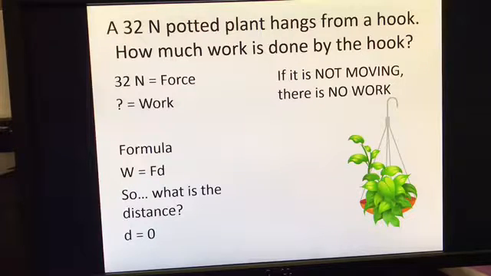That's the most important part of this question, is to emphasize the fact that if the object doesn't move, we're not doing work. Okay, so work is 0.